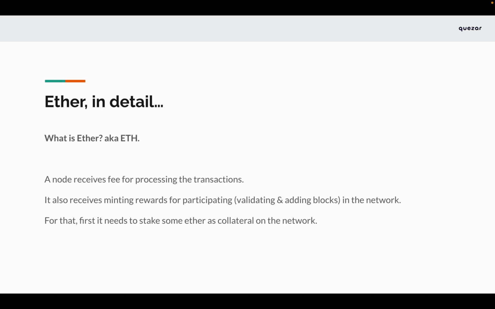So this is just there to add some skin in the game aspect for the nodes who are maintaining the network. If they do anything that is not in favor of the network, their collateral will be slashed and they'll suffer a monetary loss because of it.